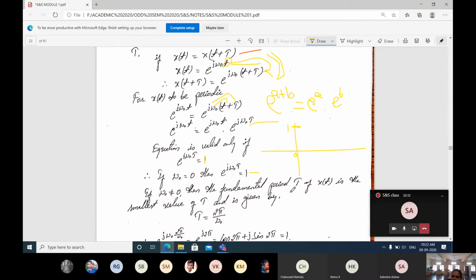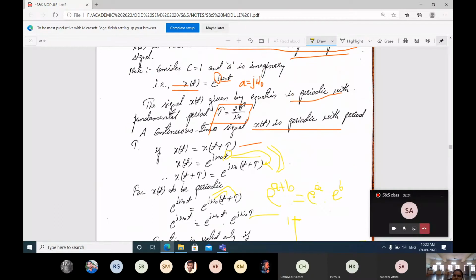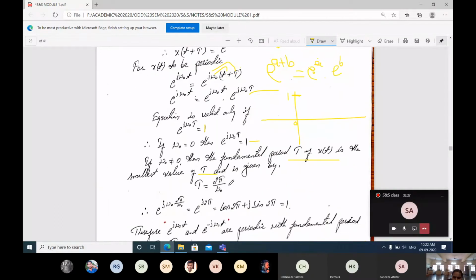Then the fundamental period capital T of x of t is the smallest value of T. What is the T value? We have already gone through it, T is 2 pi by omega naught. Same thing here, 2 pi by omega naught. Substitute here in this equation, instead of T I can write 2 pi by omega naught. Okay, j omega naught into 2 pi by omega naught, the omega naught and omega naught get cancelled, then I will get e power j 2 pi.